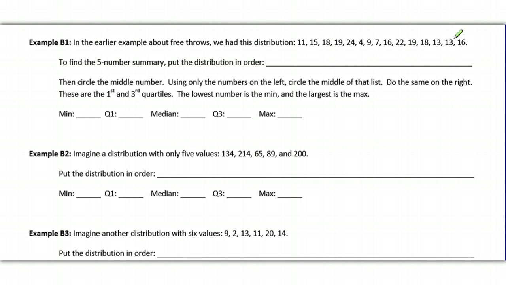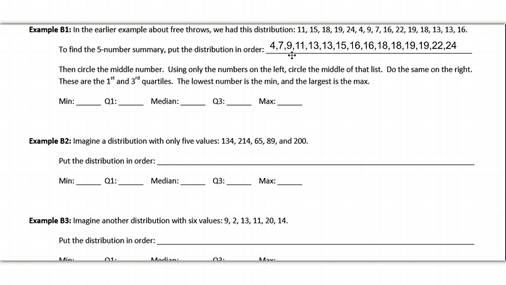So in the earlier example, we had this list of numbers. It's how many free throws people made. So all these different numbers of free throws. Whenever you're going to do the 5-number summary, the very first thing you need to do is put these numbers in order. So I'm going to look for my smallest number first and work my way up. And so I'll go ahead and say, okay, well 4 is my smallest number. Write that first. Then I have a 7 and a 9. So 4, 7, 9. And you keep working your way up until you've used up all the numbers. I'm going to pause the video and let you do that real quickly.